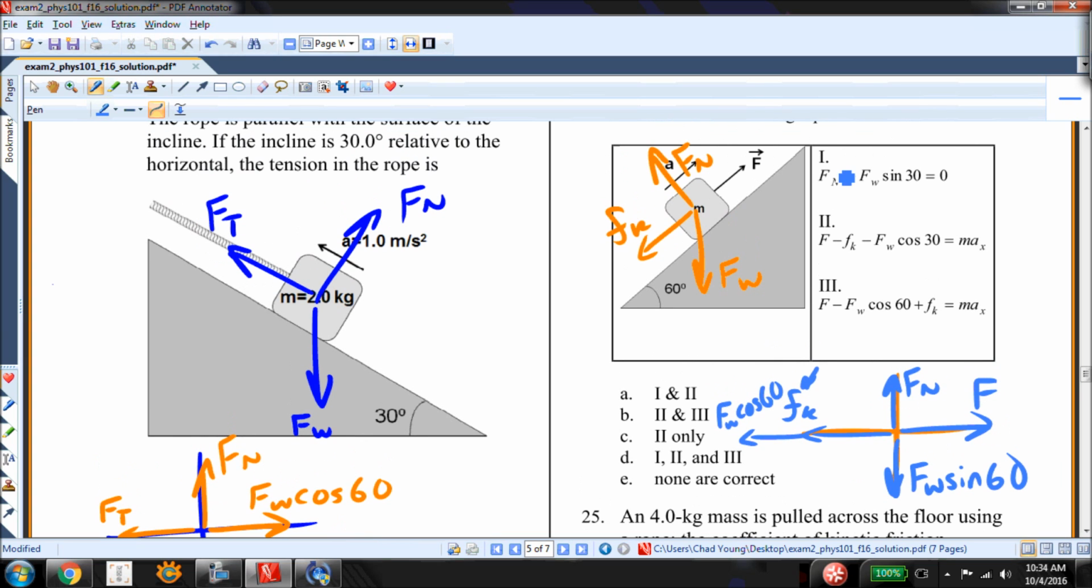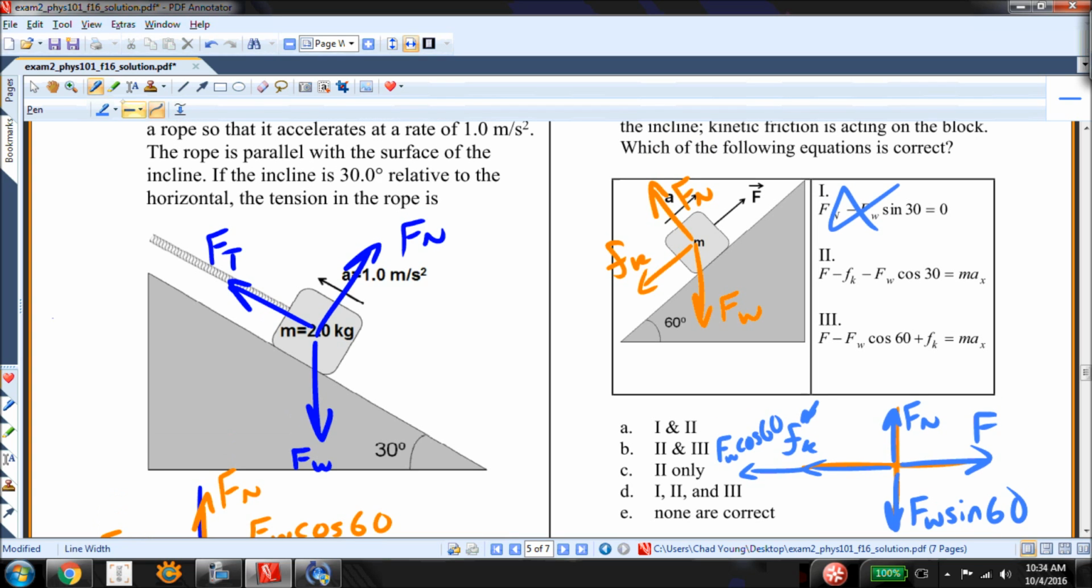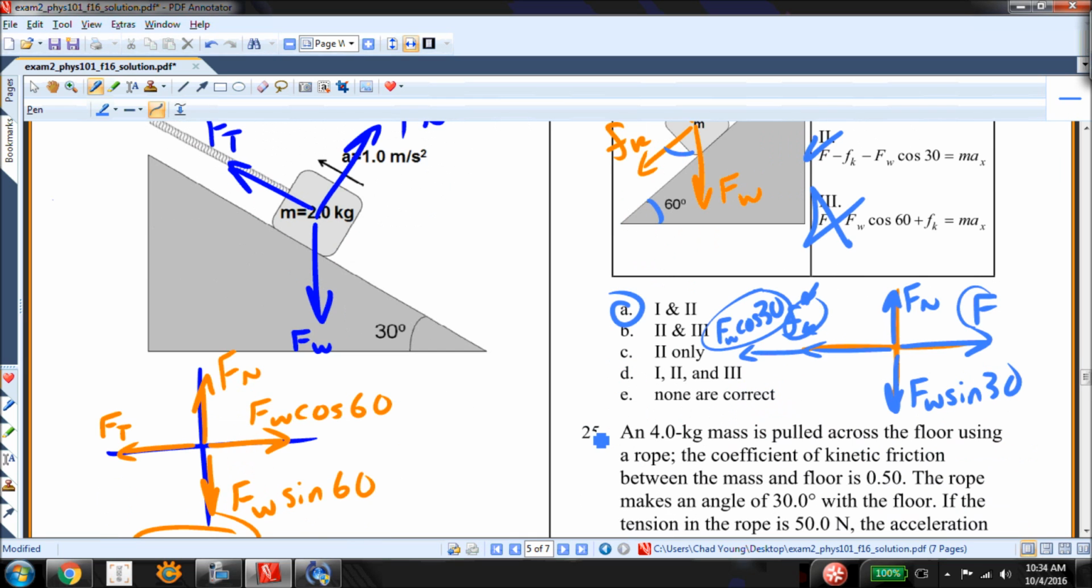Now let's look at these. Fn minus Fw sine 30 equals 0. That's not right. Look, it should be... Oh, actually, no, that is right. In both of these cases, it should be 30 here and 30 here, because if this angle is 60, this angle is 30. So looks like this is correct. F minus Fk minus Fw cosine 30. Looks like that is correct too. F minus Fk minus Fw cosine 30. F minus Fw cosine 60 plus Fk. That one is not right. So 1 and 2 only for 24.